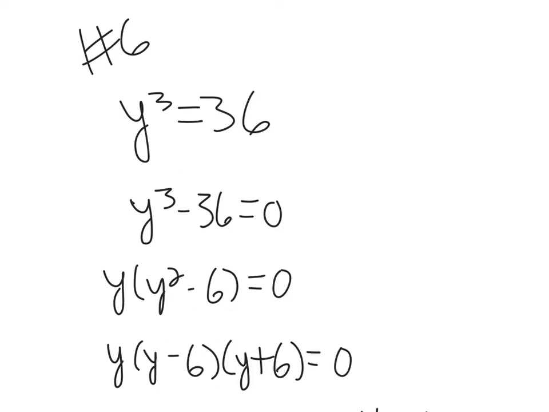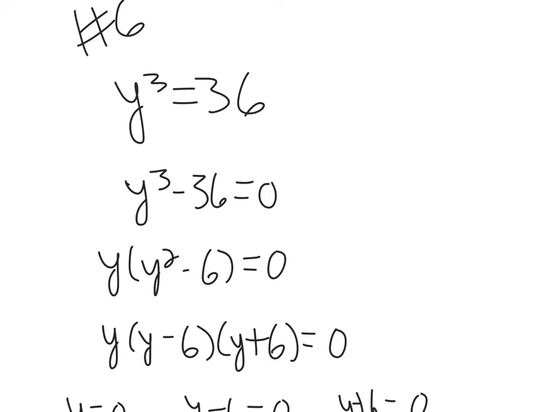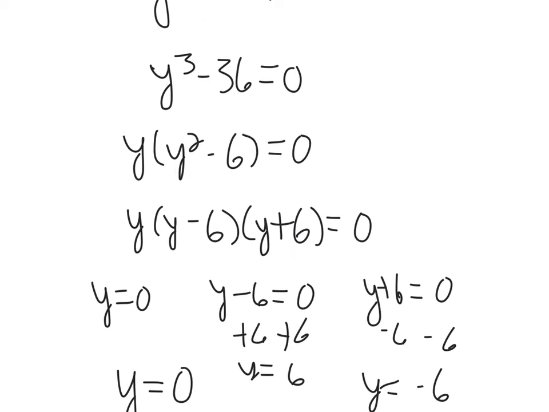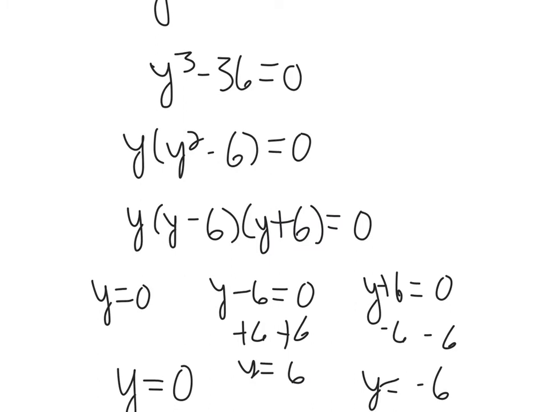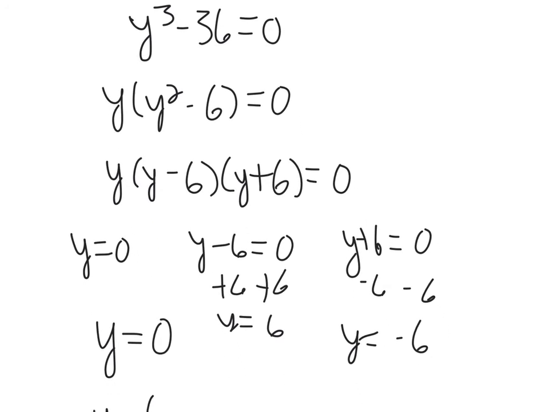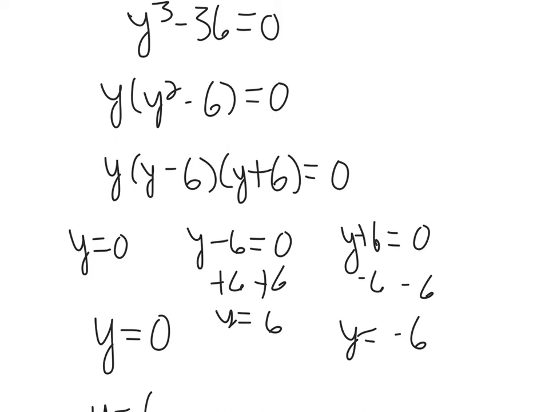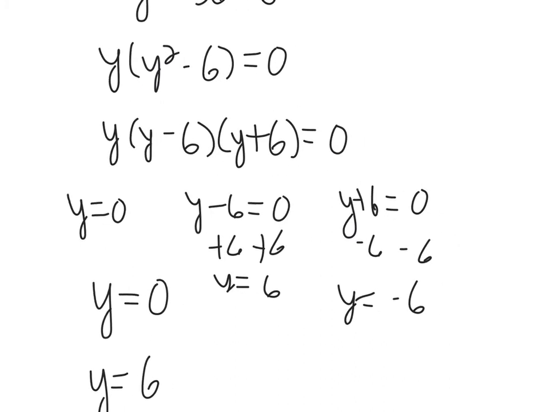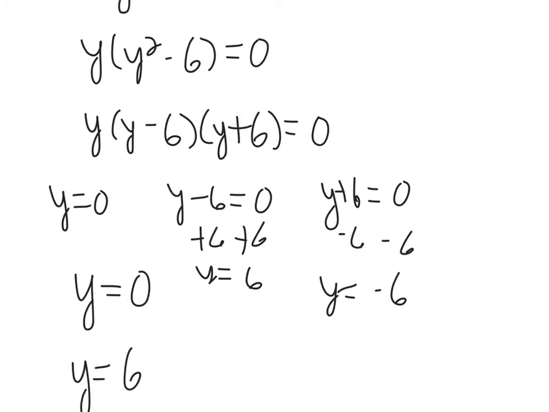Now for this problem, you have y cubed equals 36. So what you do is you get 36 on the left side, so it'd be y cubed minus 36 equals 0. Then you'd see what you could take out of that to factor it. So you could take out a y. So it'd be y times y squared minus 6 equals 0. And now after that, y squared minus 6 could break down further into y minus 6 times y plus 6. So then you get y times y minus 6 times y plus 6 equals 0.